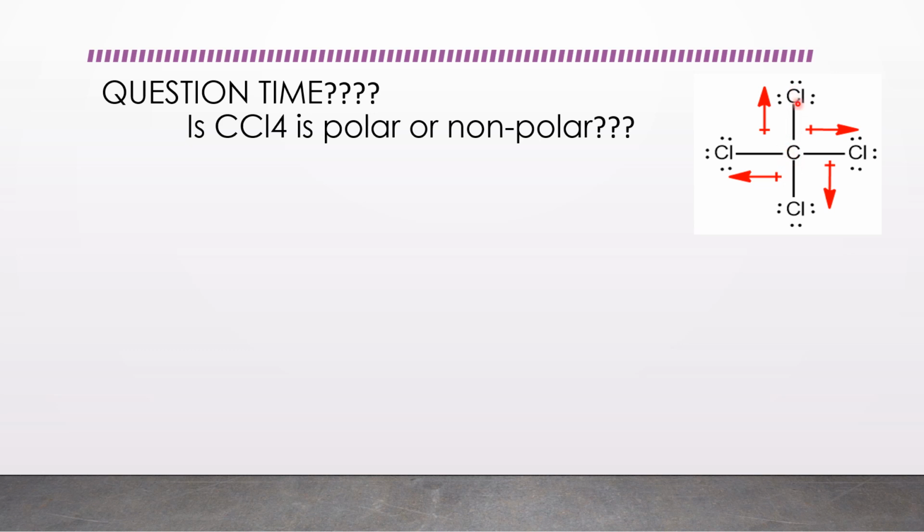Cl has high electronegativity, so it is delta minus, and carbon has delta plus. When we see it, the single C-Cl bond is polar, because there's a charge separation and an electronegativity difference. But there are 4 C-Cl bonds, and they cancel each other due to the electronegativity difference. The effect of electronegativity is nullified.